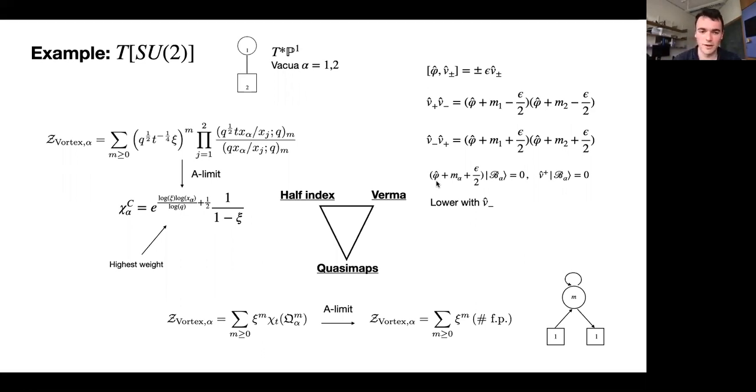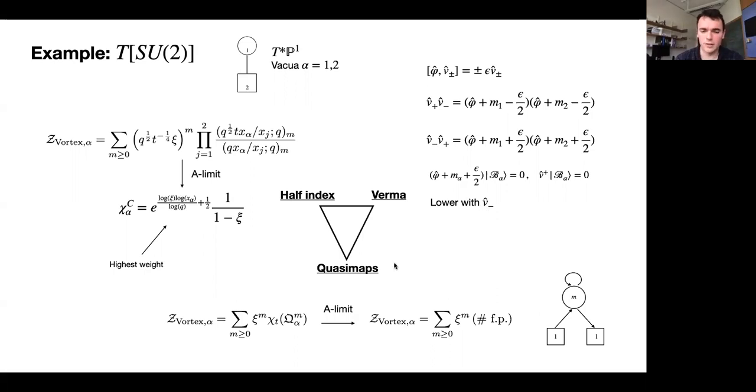Okay, so those are the Verma module characters. You can compute the half index using the method that I've described. And you have two of these because you have two vacua. And you can see here that this is the Casimir energy term, and this term corresponds with the eigenvalue of phi hat here. So you have an M alpha corresponding to X and a half corresponding to this epsilon 2. And then this geometric series is just what you obtain by lowering with V minus, the V minus monopole operator.